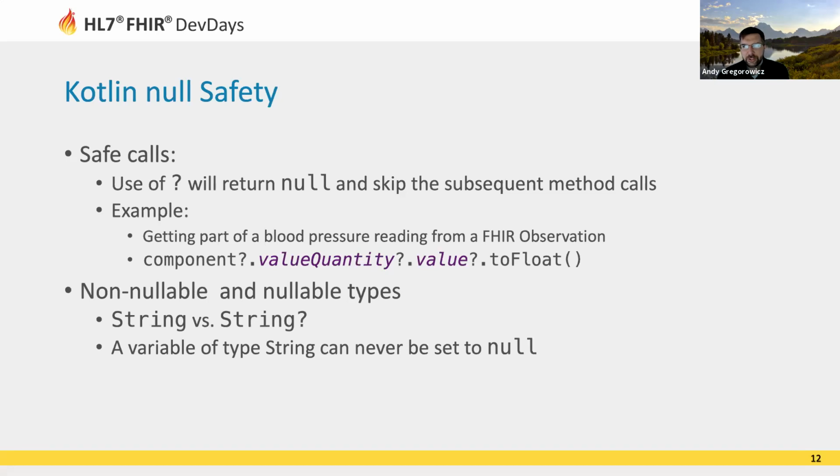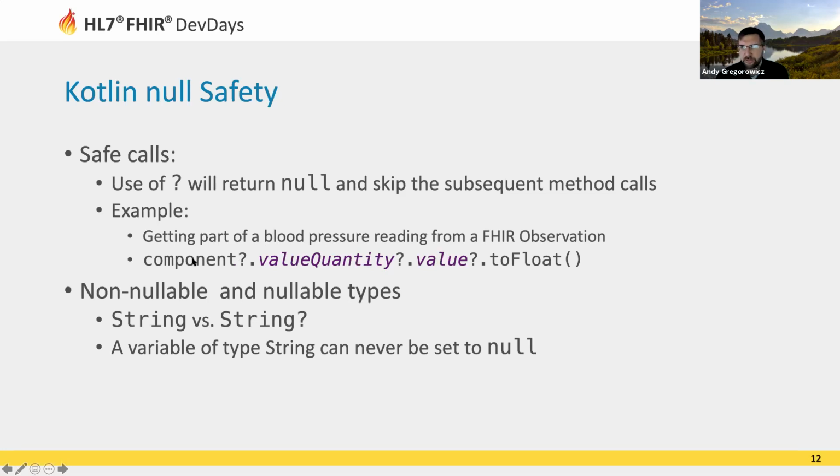And you can see here, we can get into a whole discussion on whether you really want to do train wrecking like this and smashing all these method calls together, but let's set that aside for the moment. You can see here I'm providing this question mark. So if the component's not present, the Kotlin code would actually stop executing here and return null. But if it is present, it'll move on to value quantity, so on to value, and so on to float.